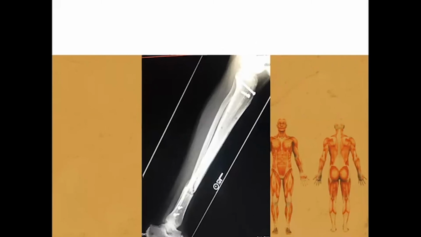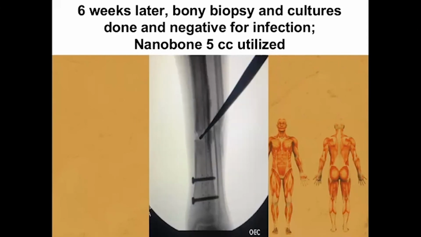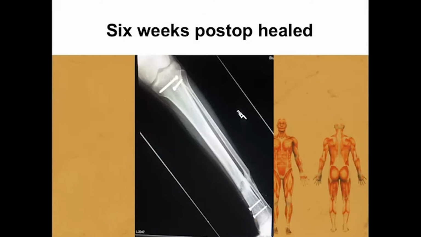So after 6 weeks, typically in any open fracture that we're going to bone graft, I do bone biopsies and cultures just to ensure that there's no potential of infected material or dead tissue. Those came back negative for infection. So once we get those results, which is typically 48, 72 hours, they do return to the OR with negative test results. And then that's when we did NanoBone 5 cc's. And then these really are just his 6 weeks post-op, essentially healed, returned to sport after this visit.